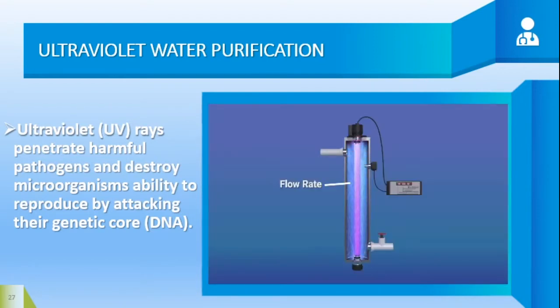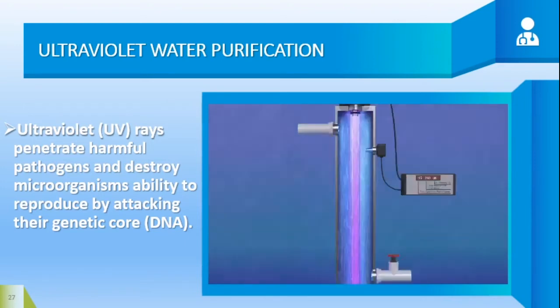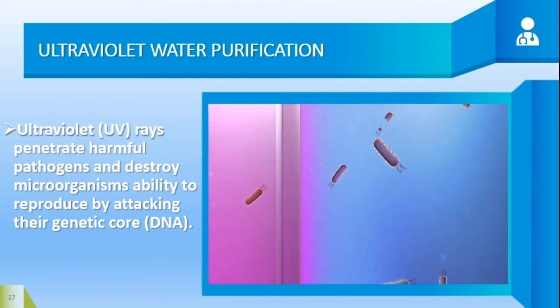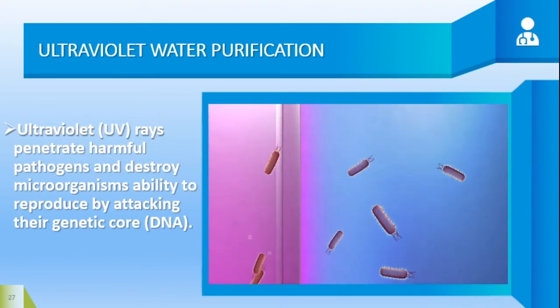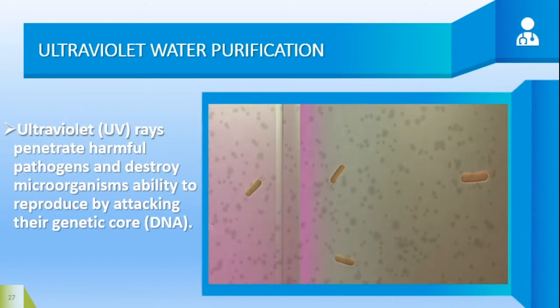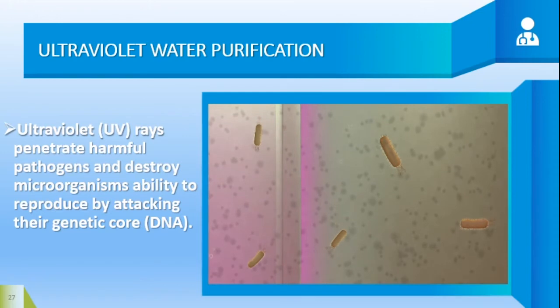Because cells have to be exposed to enough light, it's important to control flow rate and make sure all water is exposed for enough time. If water flows too quickly, UV light can't disinfect it. If water is too dirty or turbid, the UV light won't be able to pass through to work properly.